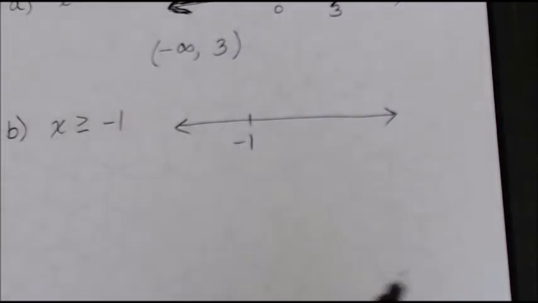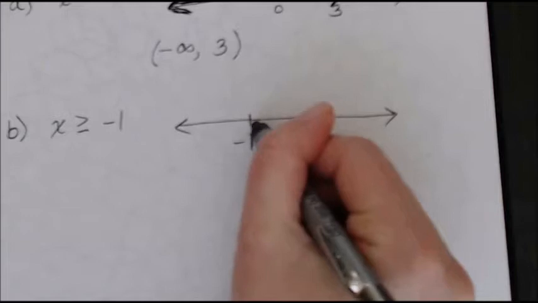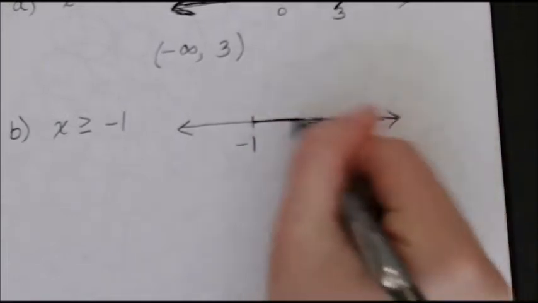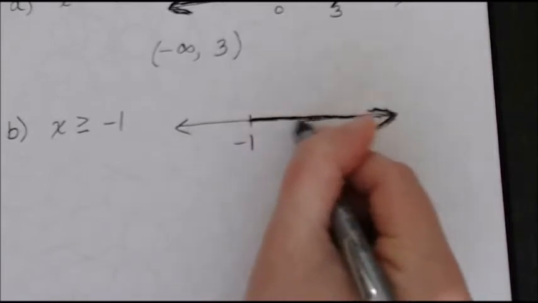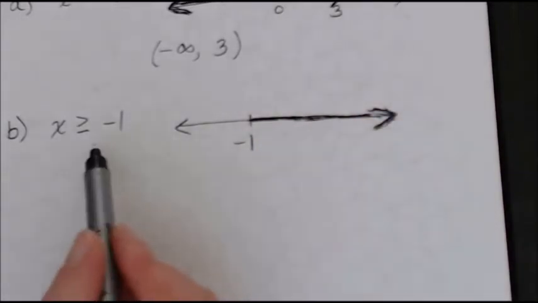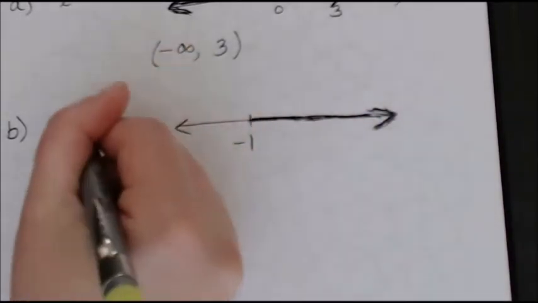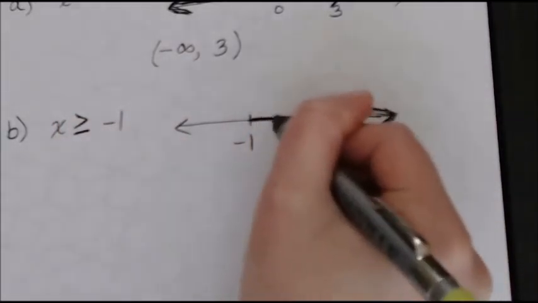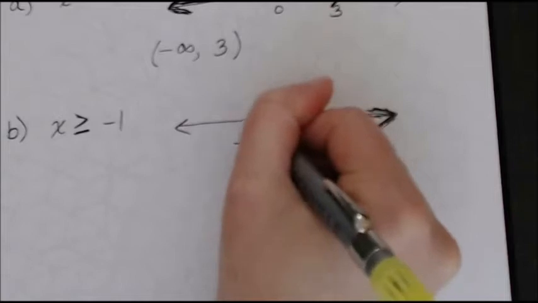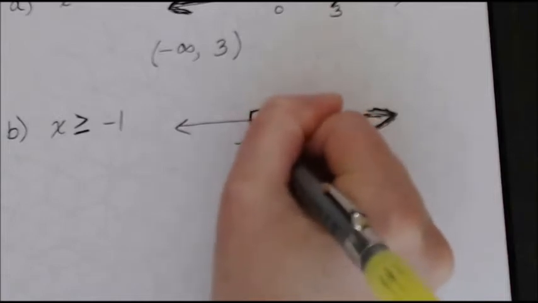So everything bigger than negative 1. Think about which way you're going to shade. Which direction would numbers larger than negative 1 be? And hopefully you said to the right. These would all be numbers bigger than negative 1. Now, do we want to include negative 1 this time? Yes, we do. Remember that this is greater than or equal to. So I'm going to put a bracket to designate that I want to include it, and I'm going to make the bracket go in the direction of my shading.